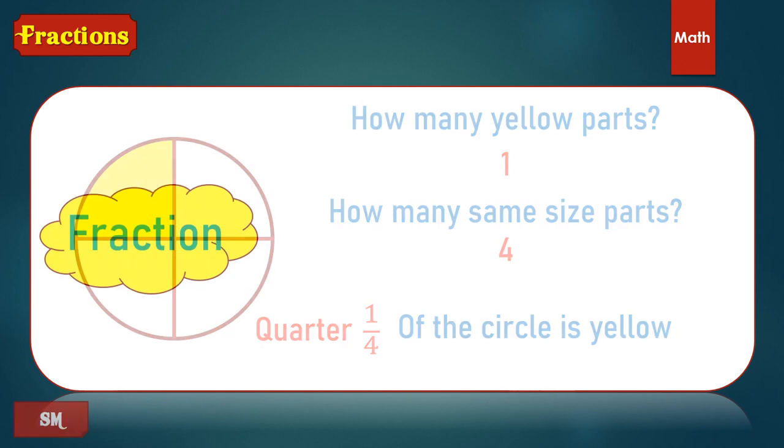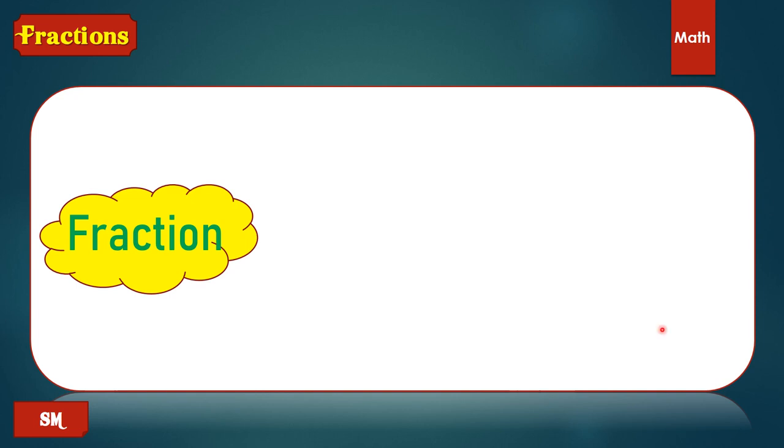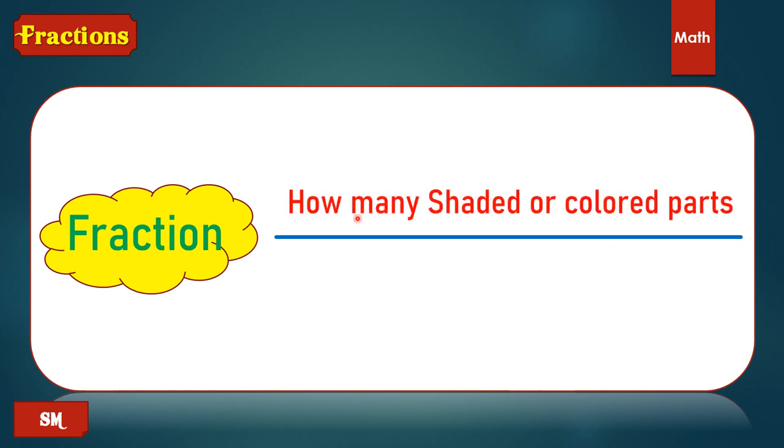Now, in general, how can I write a fraction? First, draw the fraction sign like that. Then write how many shaded or colored parts. And the number down, I will write how many all the parts. Did you get it? Okay.